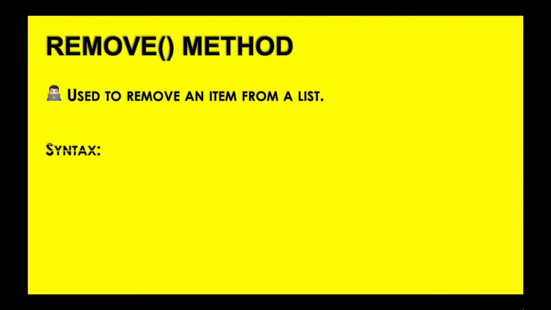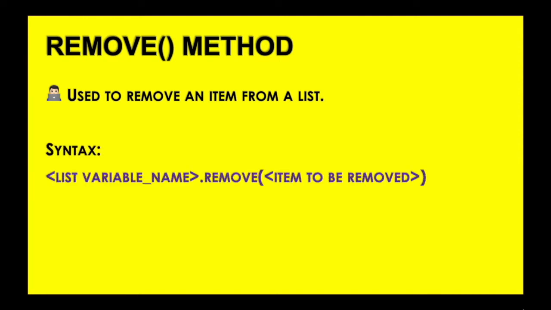So for the remove method, let's discuss this first. The remove method is used to remove an item from a list. Basically, the syntax is list variable name dot remove, all in small letters only, lowercase, and inside the parentheses we should write the item to be removed. If it is a string, don't forget the double quotes.